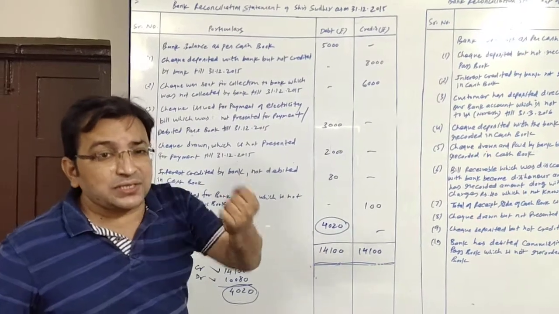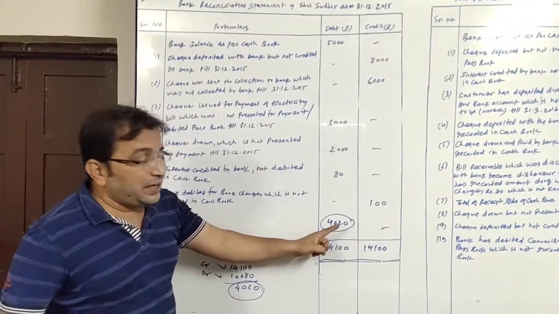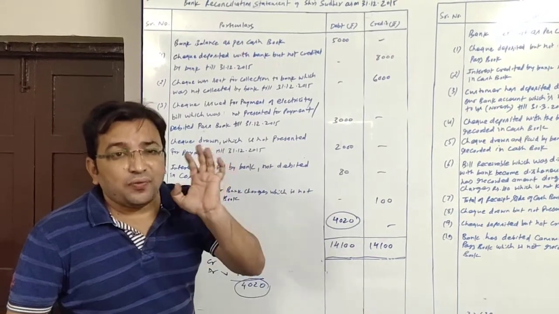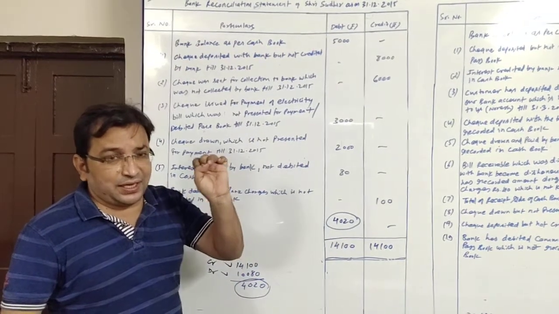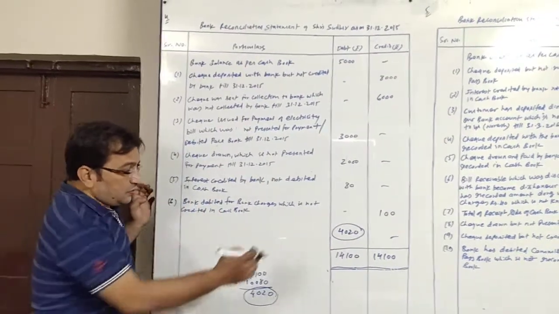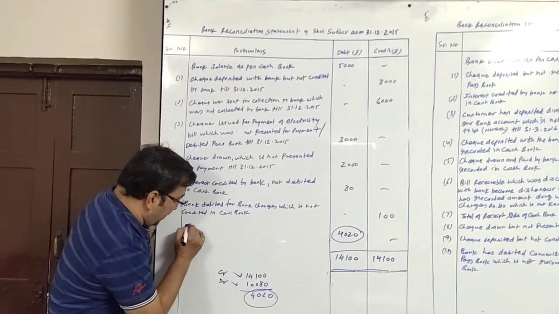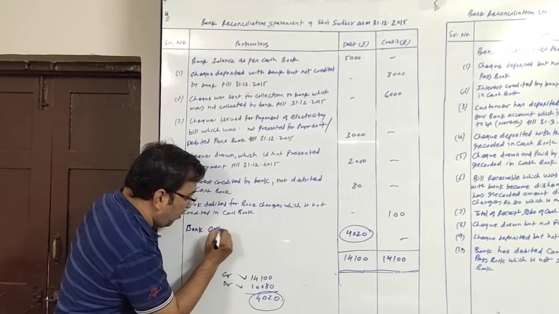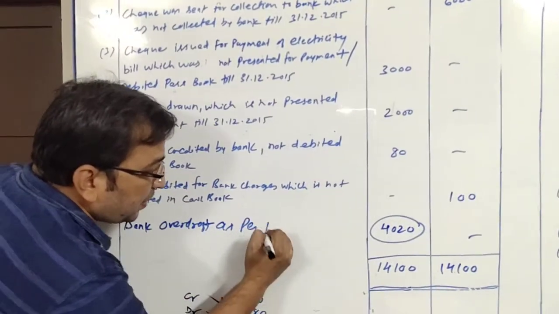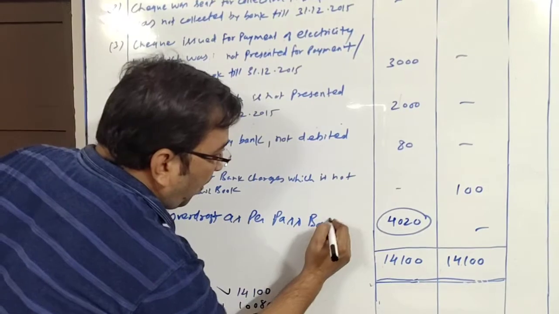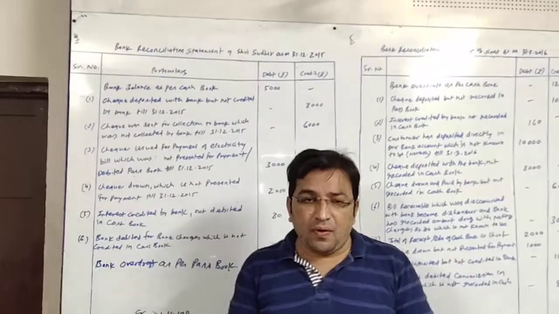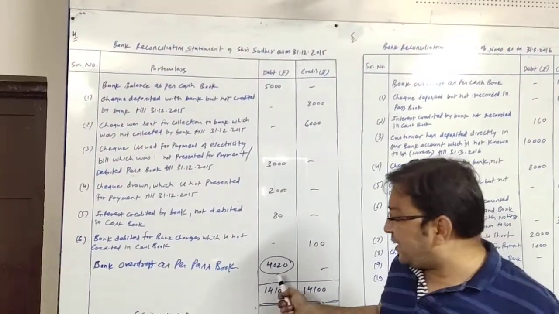Now, whether it is bank balance or overdraft, we have to decide. This is the debit balance as per passbook. That means it is a bank overdraft. We have seen this in theory, right? Debit balance as per passbook is what? A bank overdraft. So against that, I will be writing here bank overdraft as per passbook. So this is all about sum number 4 of bank reconciliation statement. This is our final answer.